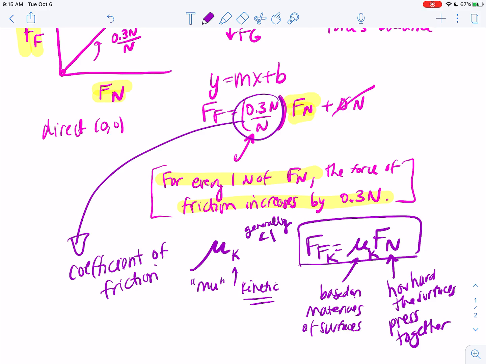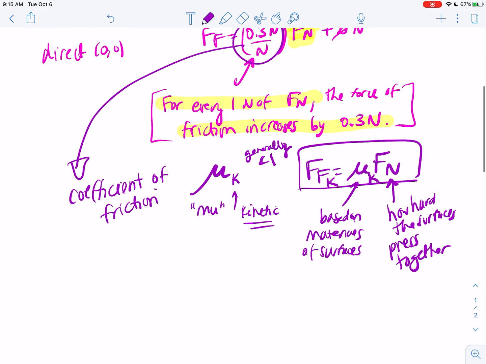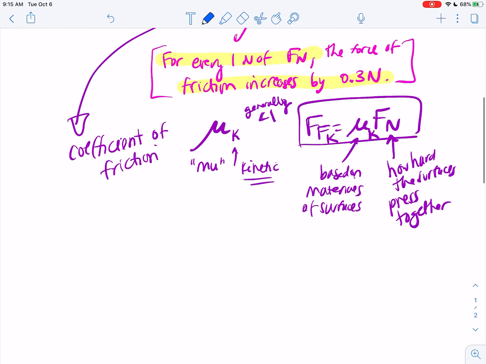So the kinetic friction always acts if the object is moving. It doesn't matter if it's fast, if it's slow, if it's accelerating, if it's slowing down, if it's a Tuesday, if it's sunny outside, it doesn't matter. If the object is moving, it gets that kinetic friction force. The trickier one is the static friction.